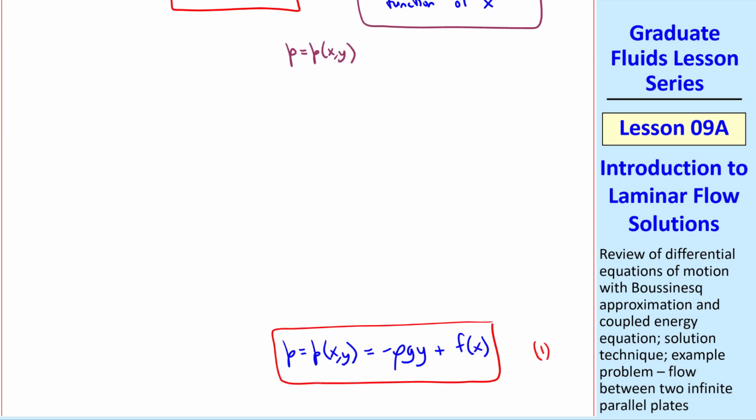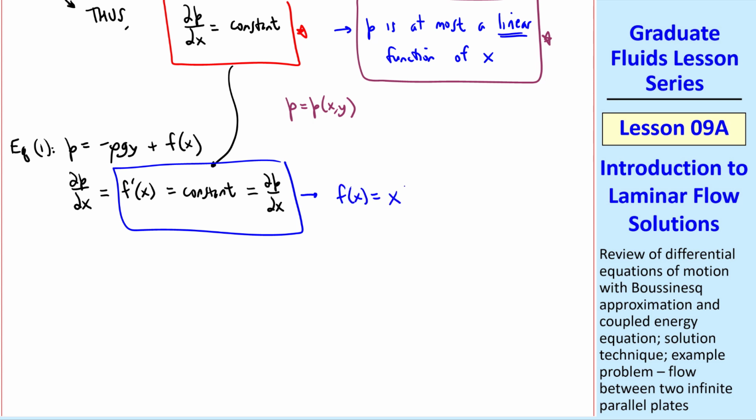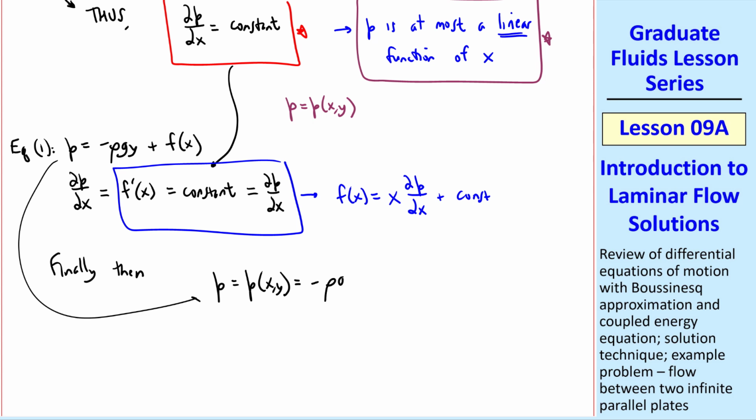Now let's go back to our equation 1, which we differentiated, but ∂p/∂x we now know is a constant. So integrating this with respect to x, f(x) equals x times the constant ∂p/∂x plus some other constant, not a function of the other variables, but a constant since f is a function only of x. This is a total integration rather than a partial integration. Finally then, our equation for pressure becomes p = -ρgy + f(x), which is given here, x ∂p/∂x, plus a constant.